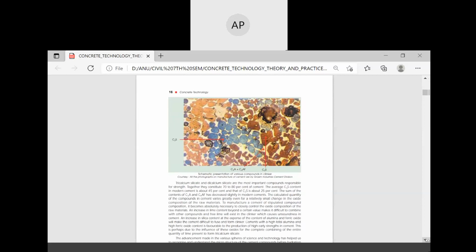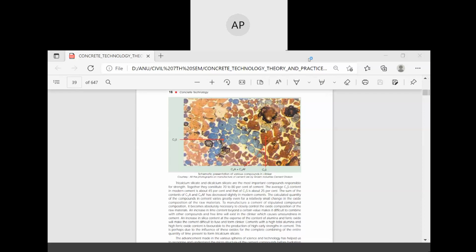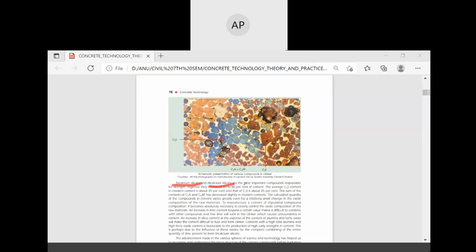These figures hold the schematic presentation of various compounds in clinker. Tricalcium silicate and dicalcium silicate are the most important compounds responsible for strength. Okay, these Bogue compounds play a very important role in providing strength to the cement.